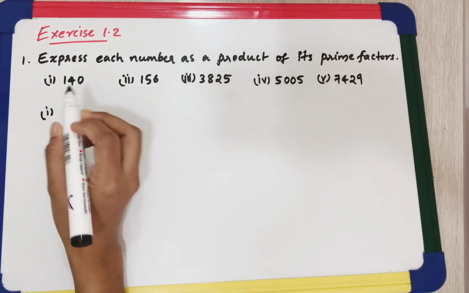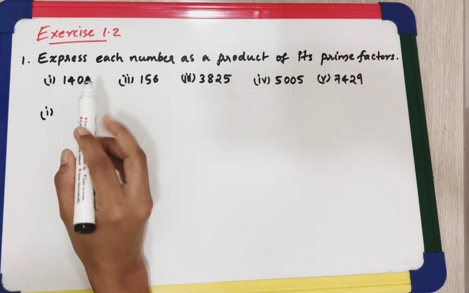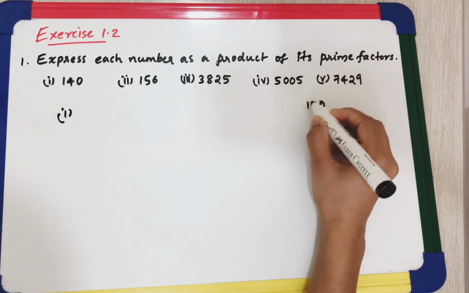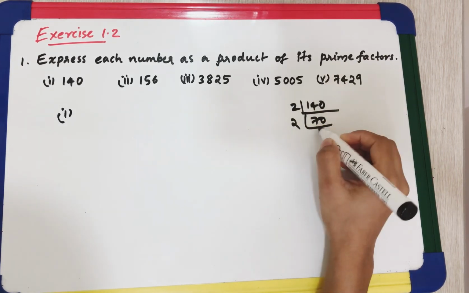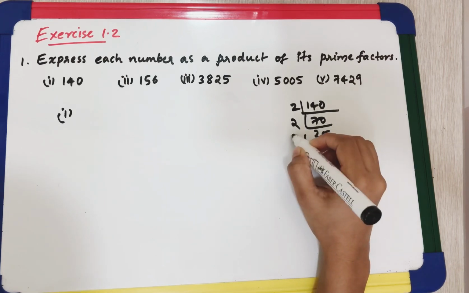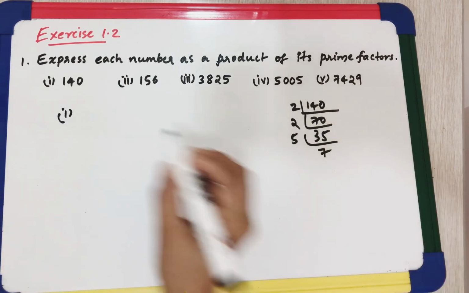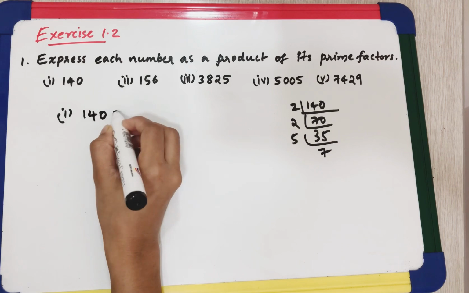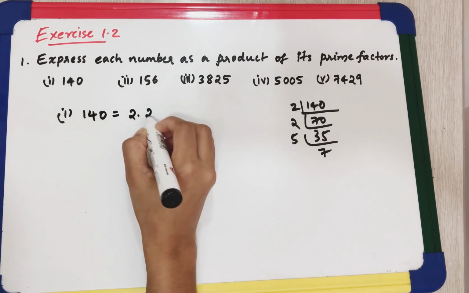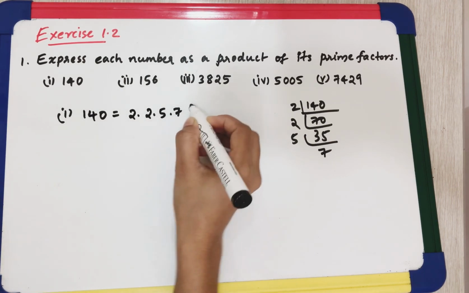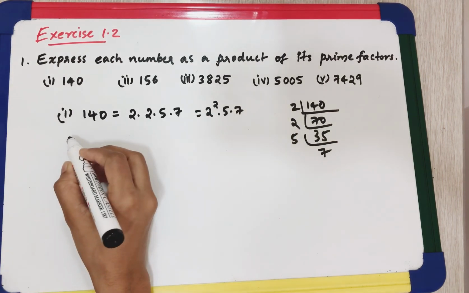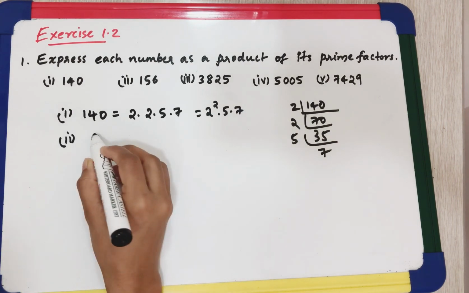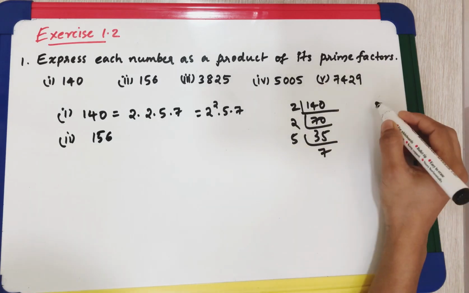First one, to find the prime factors of 140, the least prime factor is 2. 70, again 2, 35, here 5, 7. 140 is equal to, the prime factorization is 2 into 2 into 5 into 7, or 2 square into 5 into 7. Second one, to find the prime factorization of 156.